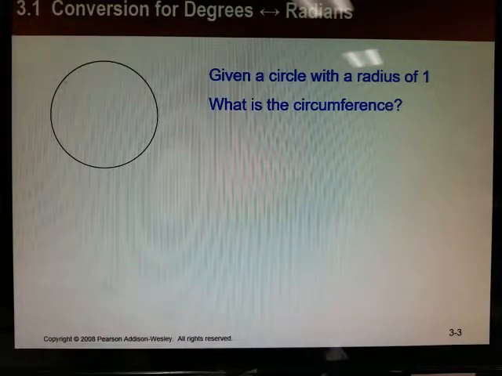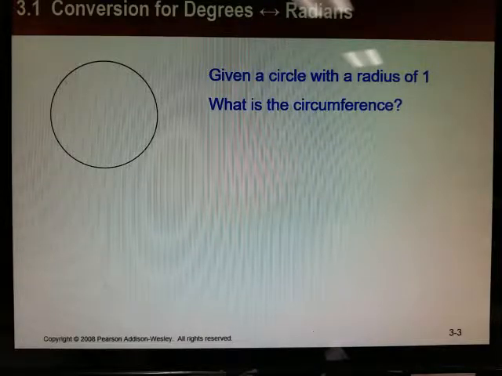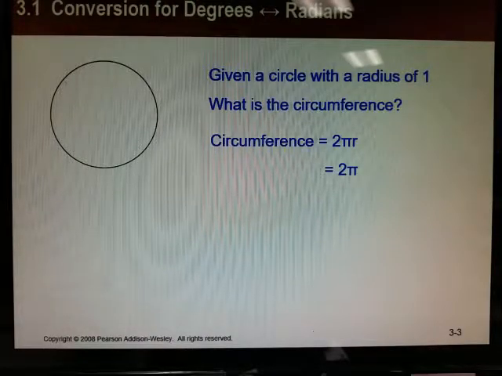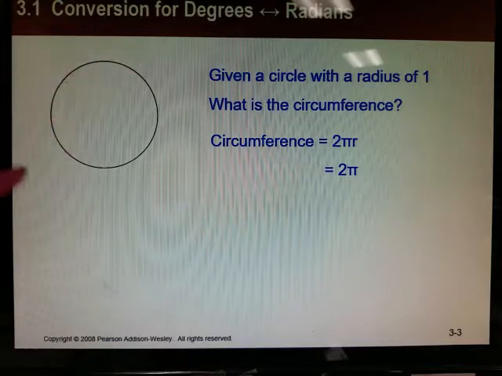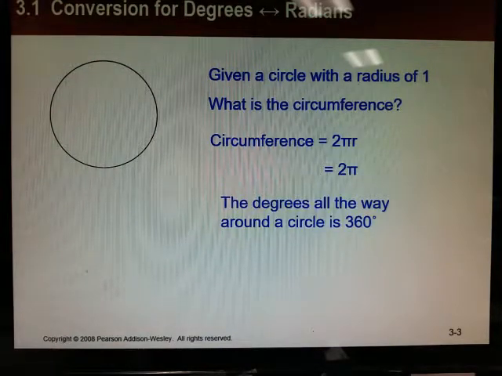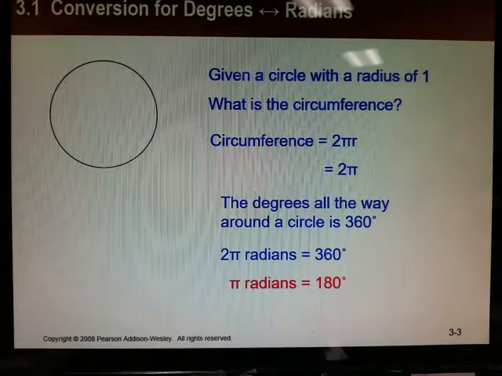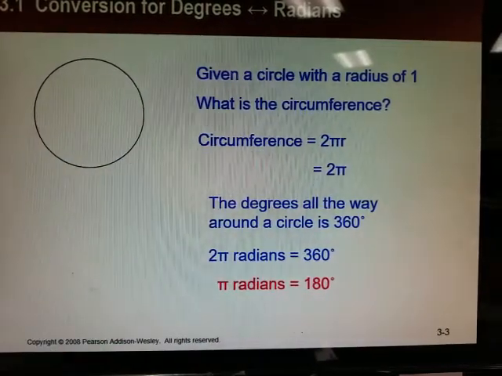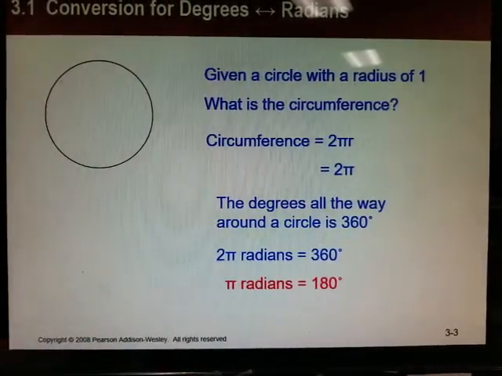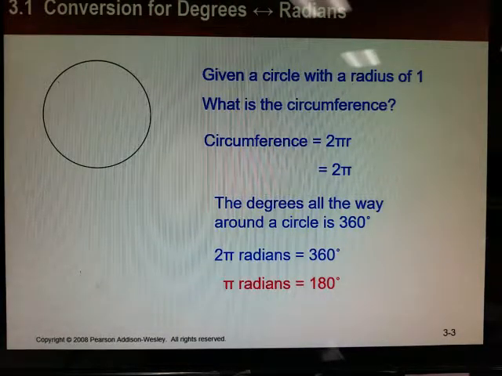If we were to start with a unit circle, meaning it has a circle with a radius of 1, and if I was to ask you what is the circumference of that circle, the circumference would be 2 pi times the radius, so it would be 2 pi r. And if I was to ask you how many degrees all the way around a circle, almost every one of you would say, well, that's 360 degrees. And hence this is where they get the 2 pi radians equals 360 degrees. If I was to divide both of these by 2, notice that I would get pi radians is 180 degrees. And that's what we're going to be using for our conversions as we go on to the next slides.